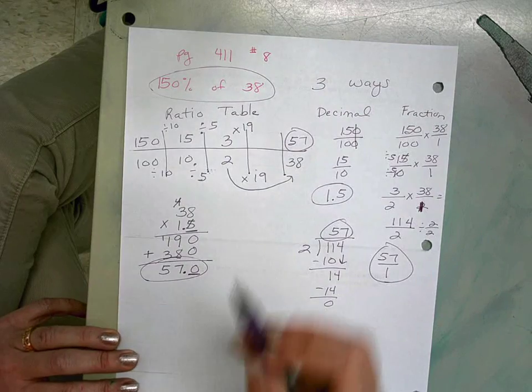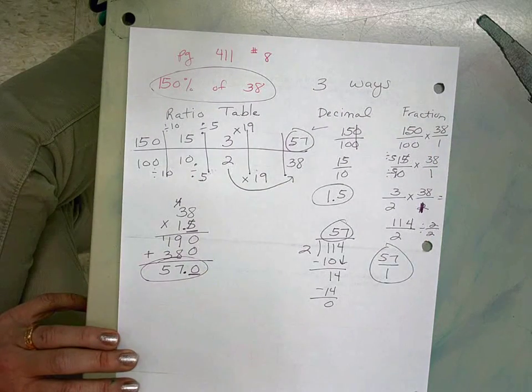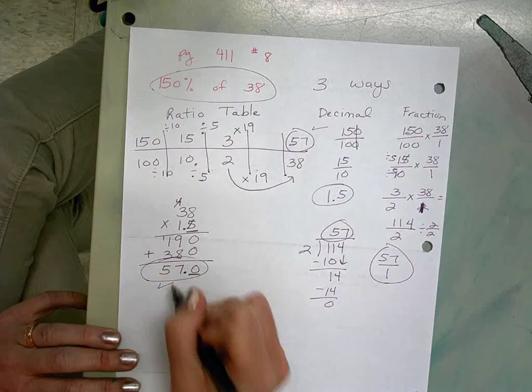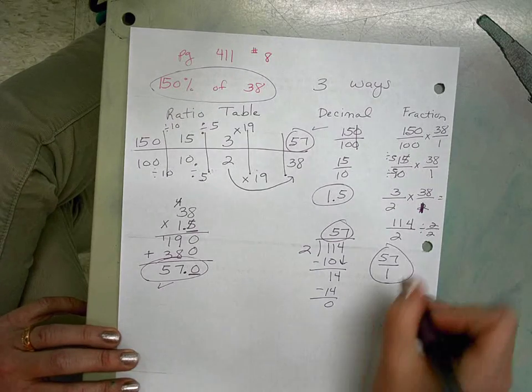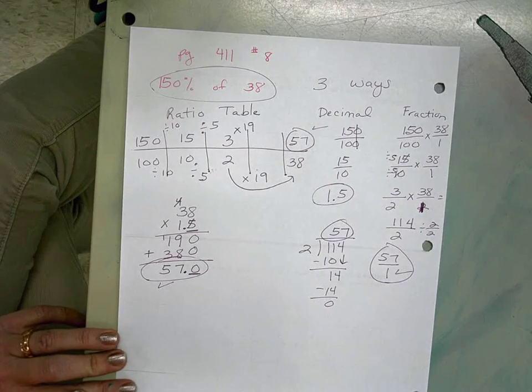150% of 38 is 57 using a ratio table, or changing your percent to a decimal and multiplying, or changing your percent to a fraction and multiplying.